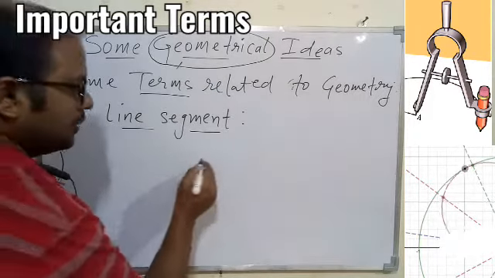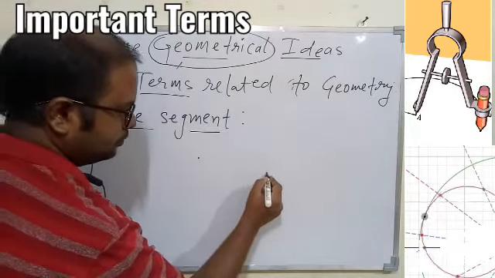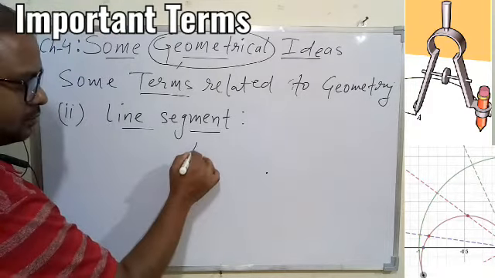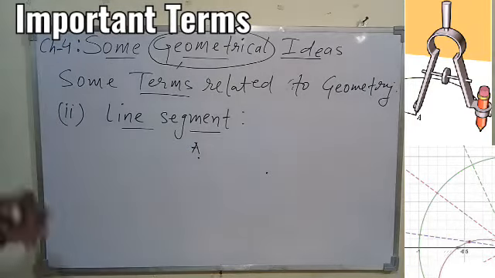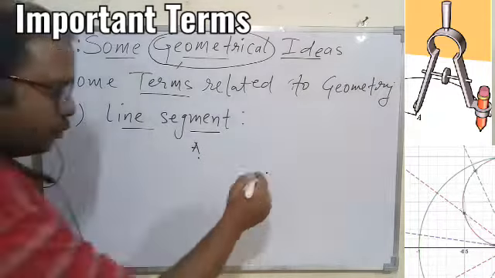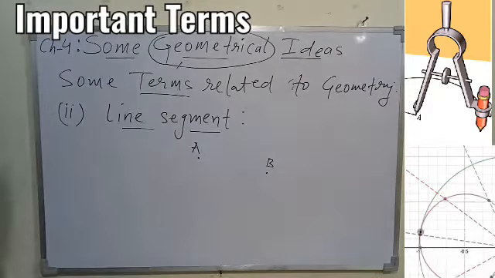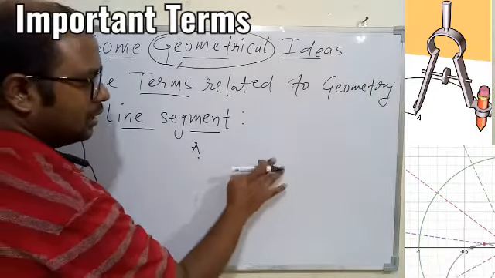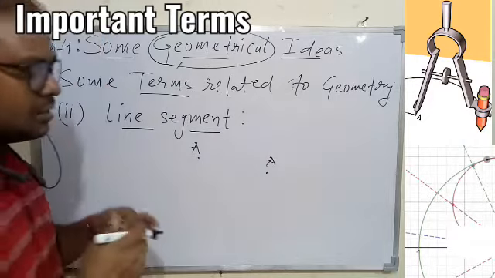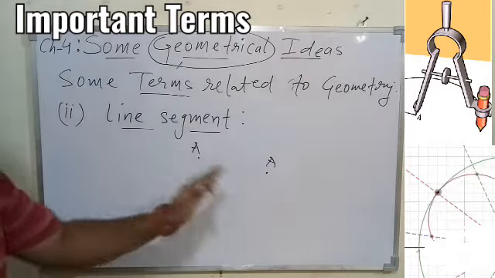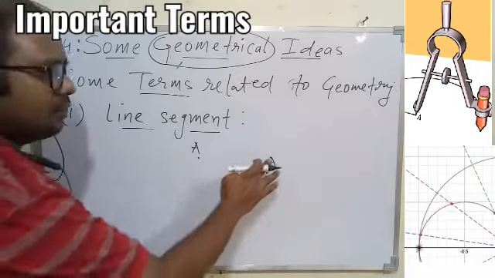Okay, so now let me mark two different points. So again, since we have marked the point, we must give the name to each point. This point and this point, they are not same because they are at different place, so they must be given different name also. So if I give the name A here and A here, it is not making any sense. So two different points at different location must be given different name also.